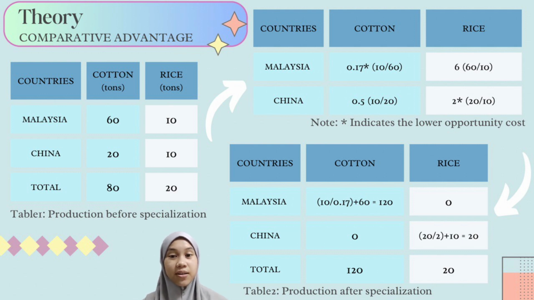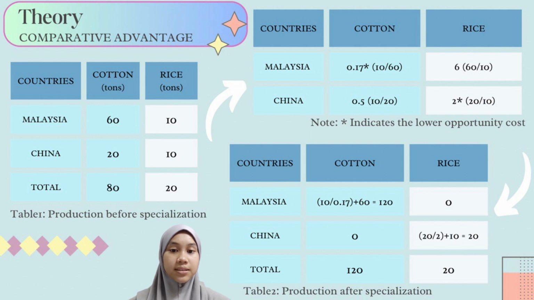So we can see from the answers that Malaysia has the lower opportunity cost in the production of cotton, and China has the lower opportunity cost for the production of rice. Therefore, Malaysia has the comparative advantage in the production of cotton, and China has the comparative advantage in the production of rice.